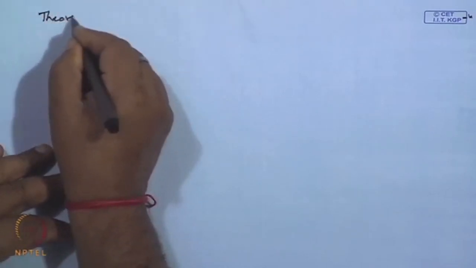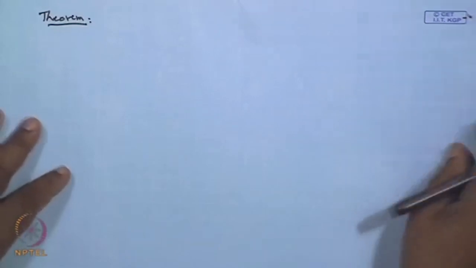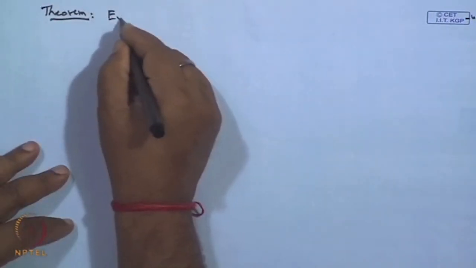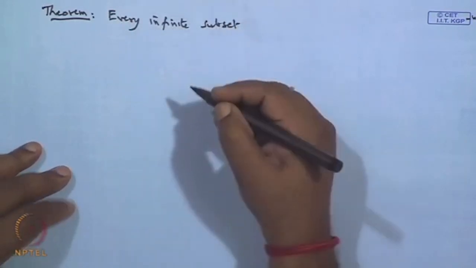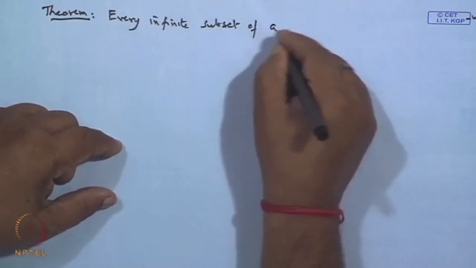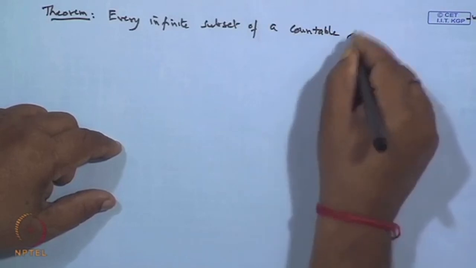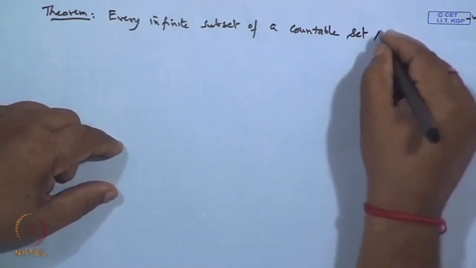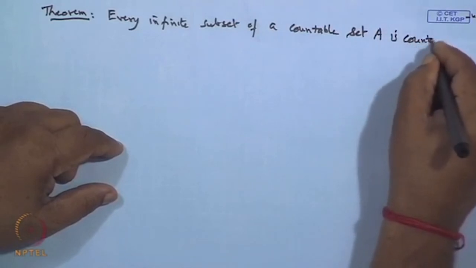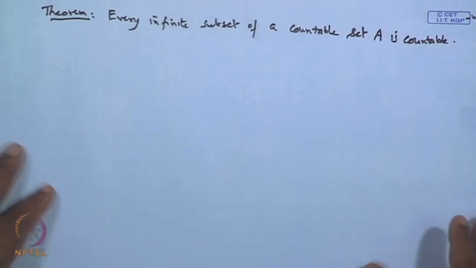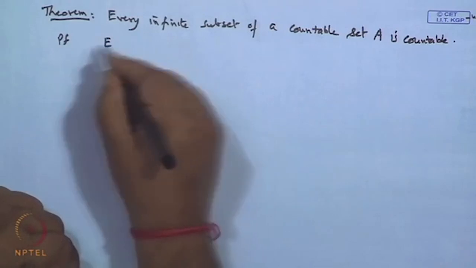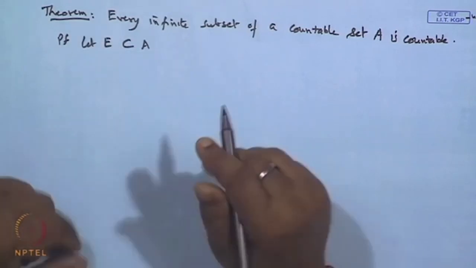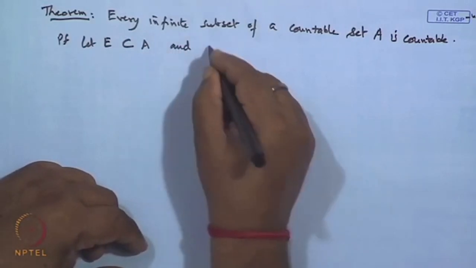Now, this is an interesting result, and the result says every infinite subset of a countable set A is countable. Okay. So, the proof is: let E be a subset of A, and E is infinite.